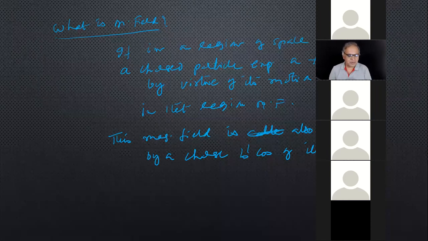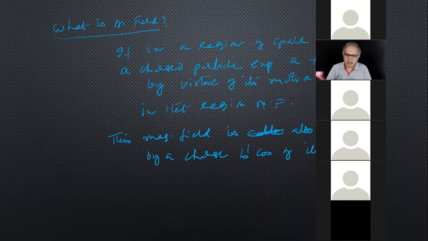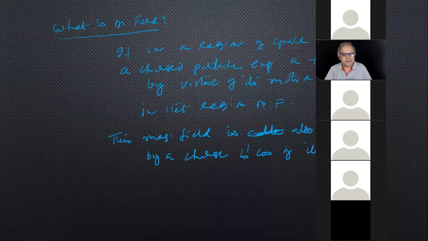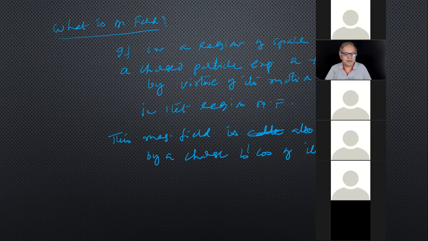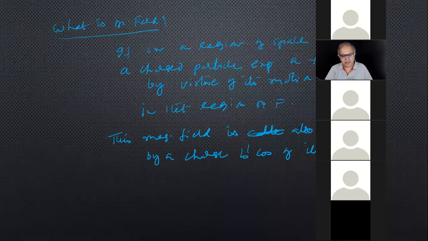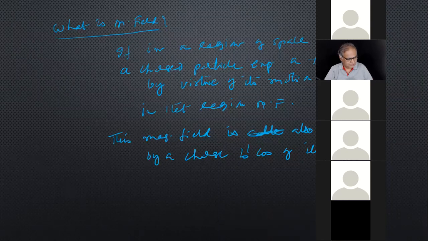Yes, Guru Charan. Sir, in this definition of magnetic field, what is the difference between two sentences? Can you read? The first sentence is of 4 lines and the second sentence is of the last 2 lines. Please read them. Okay, the first sentence is: if in a region of space a charged particle experiences a force just because of its motion, in that region we say there is a magnetic field.